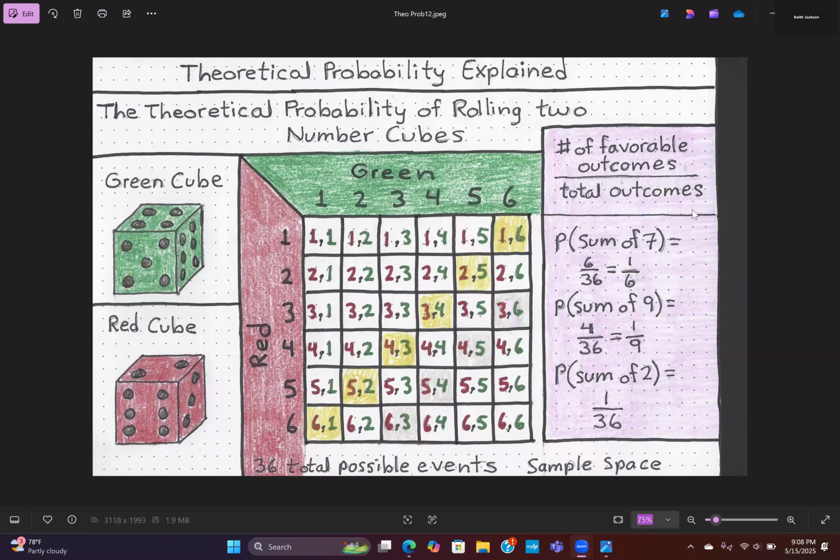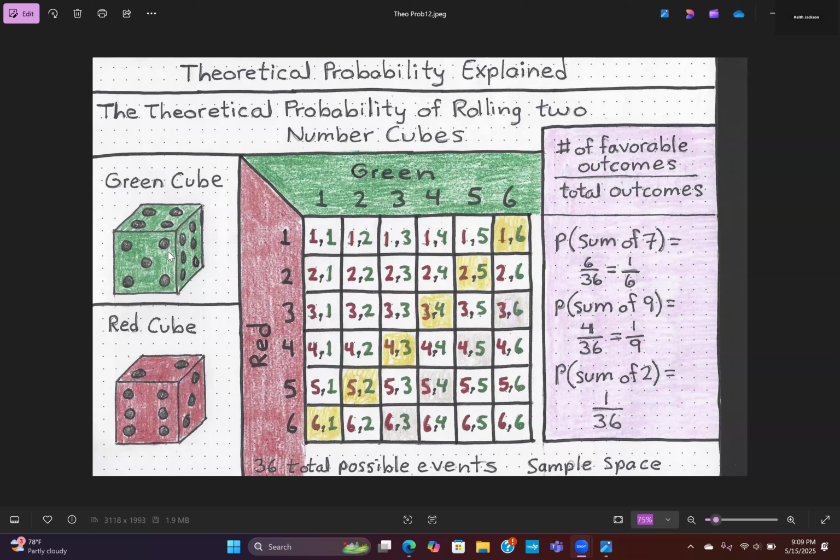In this video, we're going to look at the theoretical probability of rolling two number cubes. And right here, you see a green number cube and a red number cube. If you look at each number cube, when you look at the green number cube right here, you notice that it is a 1 in 6 chance of landing on any one of these numbers, meaning that it is a 1 in 6 chance of landing on a 1, a 1 in 6 chance of landing on a 2, a 1 in 6 chance of landing on a 3, a 1 in 6 chance of landing on a 4, a 1 in 6 chance of landing on a 5, and a 1 in 6 chance of landing on a 6, because each outcome is equally likely to happen. The same is true for the red number cube.